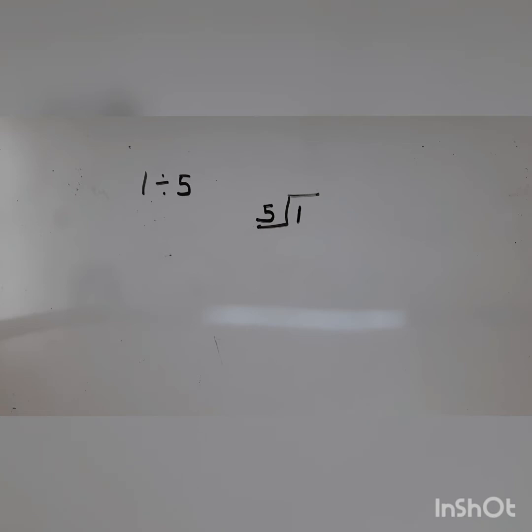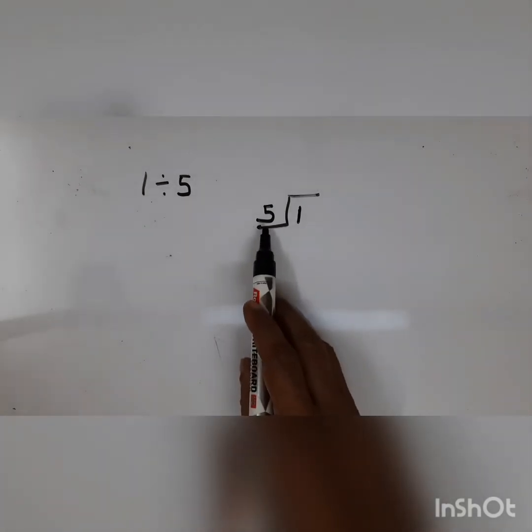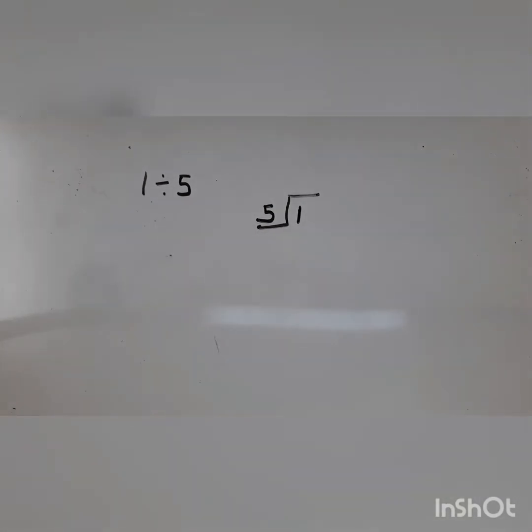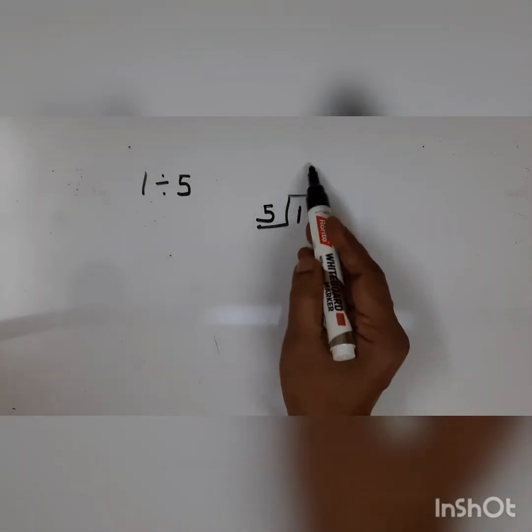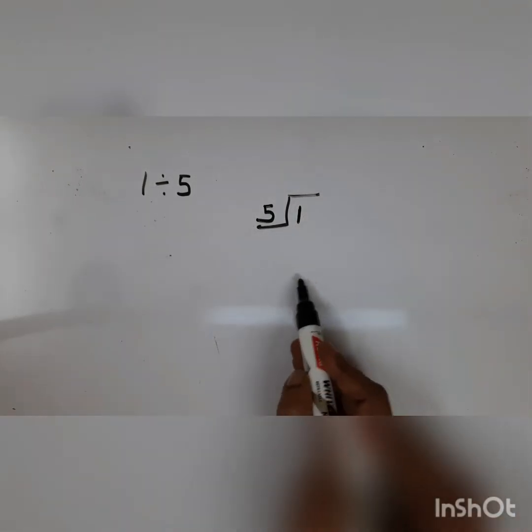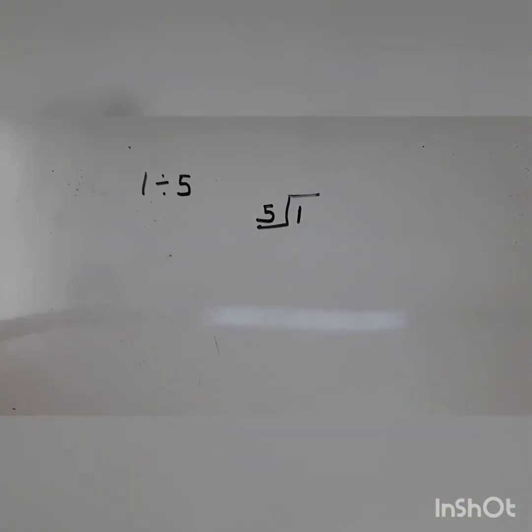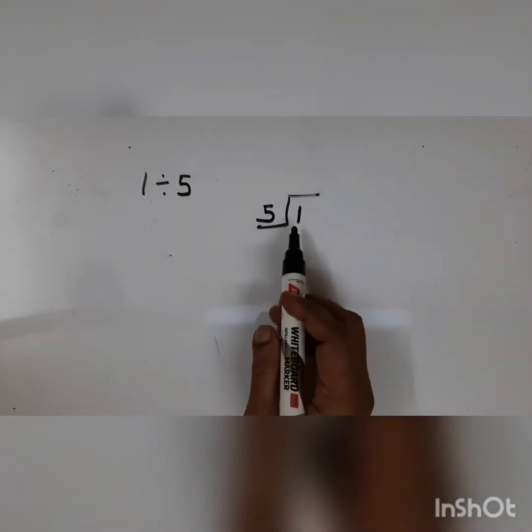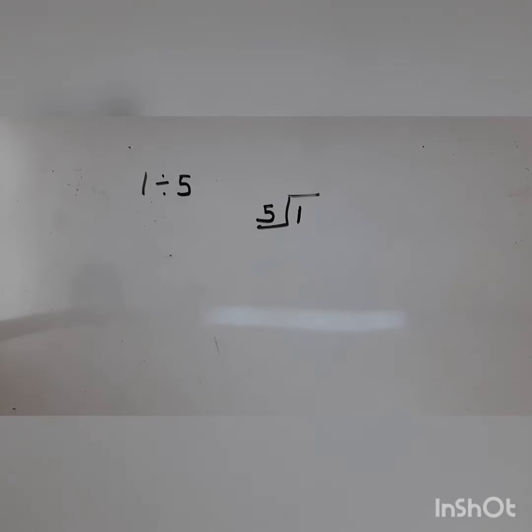Children, I hope you remember all this. In division, when you divide 2 numbers, the number to be divided is called the dividend. And the number by which the dividend is to be divided is called your divisor. And the result of the division, what you get, will be your quotient, and then here you get your remainder. Okay, so now 1 divided by 5.